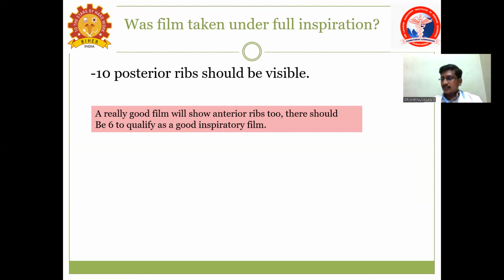So adequate inspiration is very, very important. For that, 6 anterior ribs should be there and 10 posterior ribs should be there. By counting these ribs, we can say this is an adequate inspiration film.